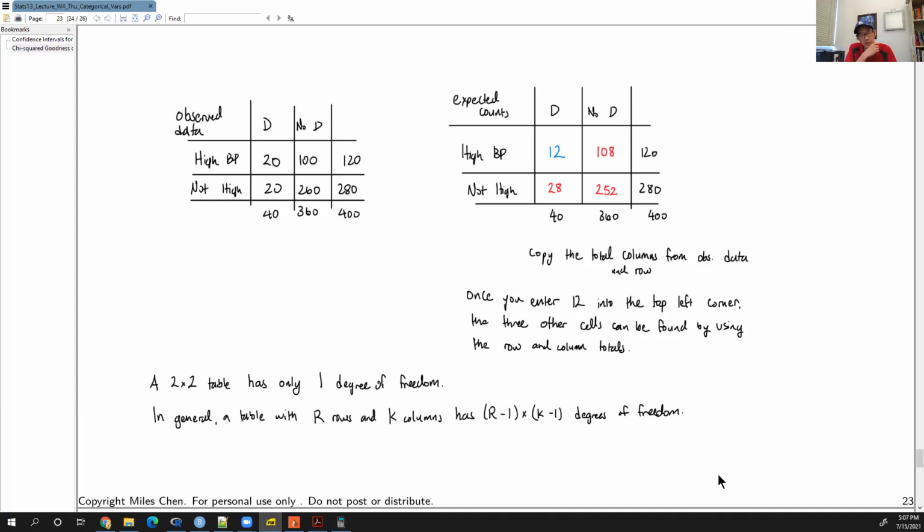The process is going to be the same. It's just more tedious. So, as far as our class goes, we'll keep it simple. We'll just keep it to 2 by 2 tables, 1 degree of freedom.